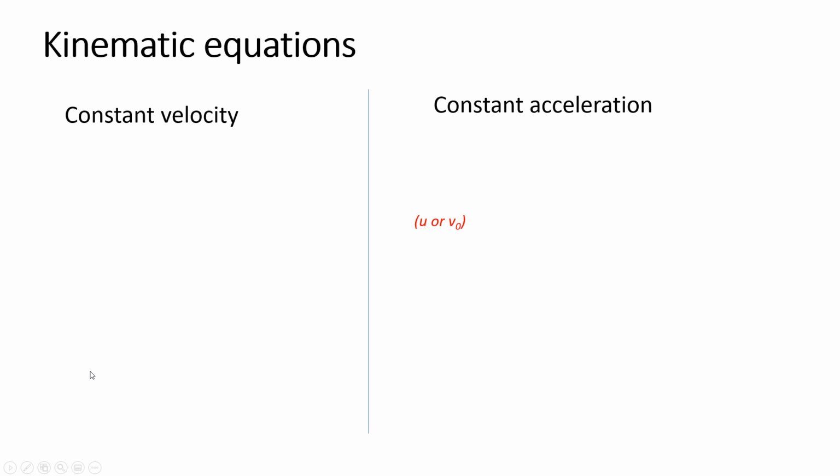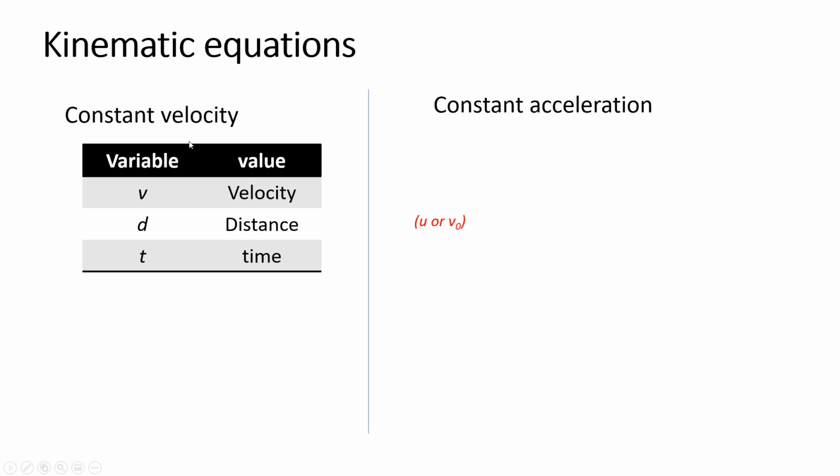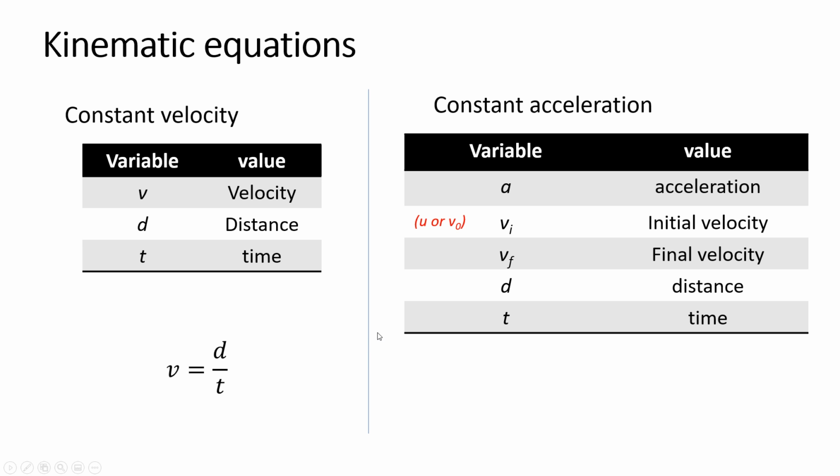So, now we can compare the actual equations for the two different cases. So what do we have for constant velocity? Well, there is no acceleration. So all we have is the velocity, which is equal to the distance over the time, right? This is the only equation we really need to worry about. Whereas, in the constant acceleration case, we have an acceleration term, we have an initial velocity, we have a final velocity, and we have a distance and a time. So really, we have two extra terms because we have two different velocities and an acceleration.